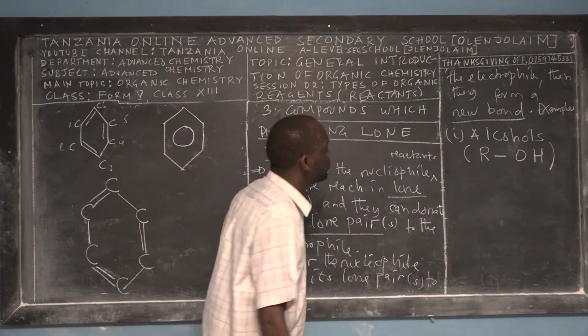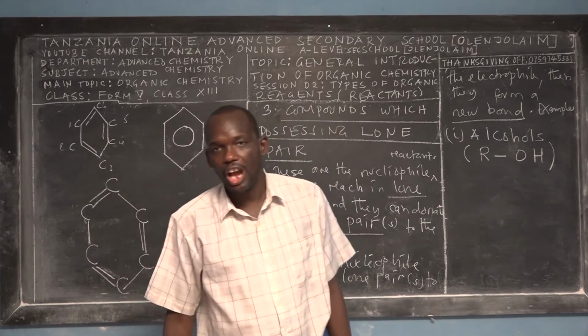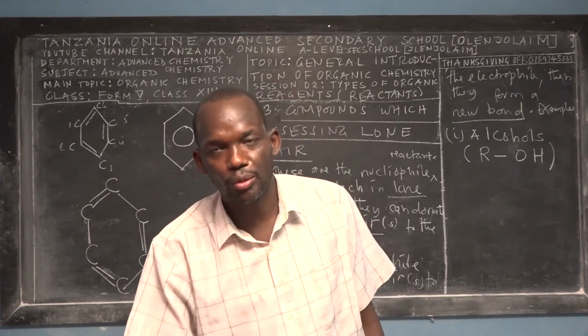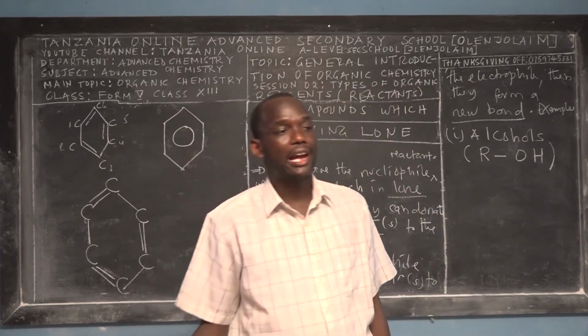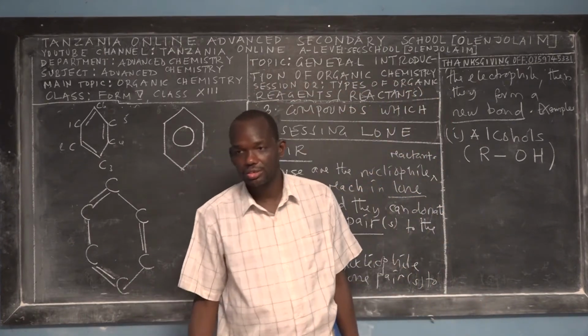So in these compounds we have how many elements? How many elements form alcohol? Basically, 3: carbon, hydrogen, and oxygen, right?